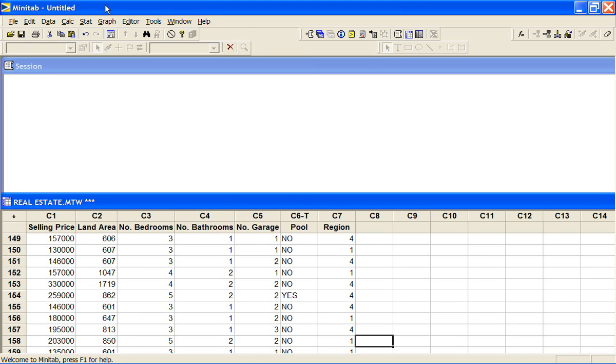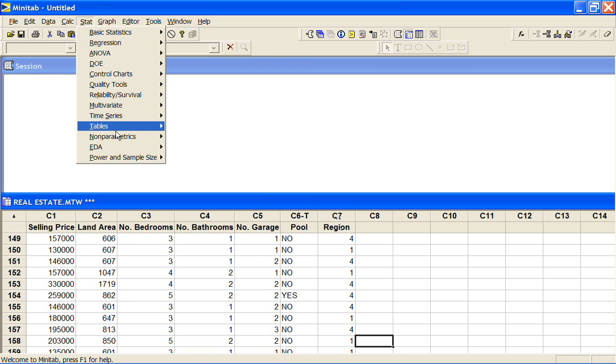I'm going to look now at a two-way chi-square test, and this is to see whether two variables are independent of each other. I'm going to look at pool and region to see whether the chances of having a pool are different depending on what region you're from.